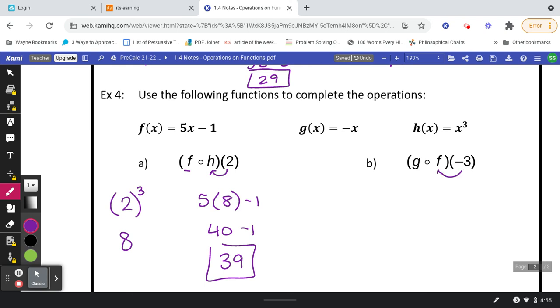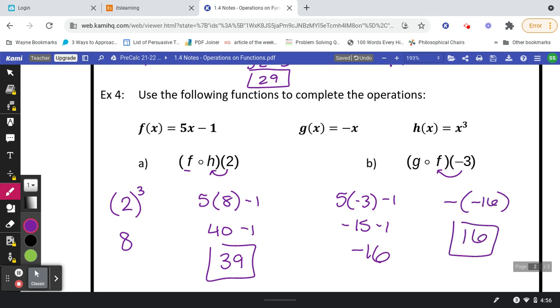Part B. See if you can try this one. Plug -3 into f, and then plug that answer into g. All right, so -3 into f, -16, and then when we plug that back into the g, we get a negative of negative 16, which gives us positive 16.